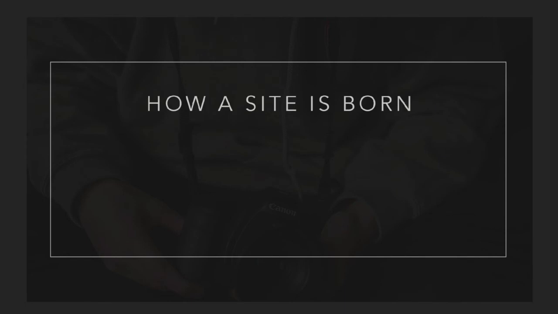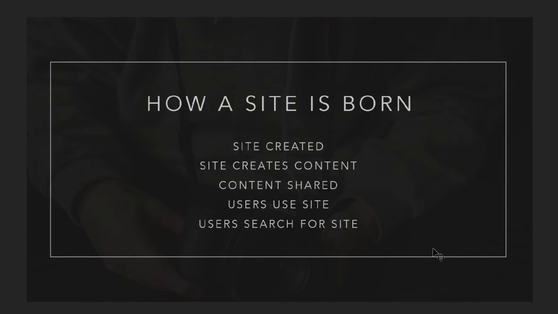Because Google is smart, they know exactly what happens normally when a website is born. This is what happens normally when a website is created. The site is created. They create some content, and then that content gets shared, whether that's by blogs, websites, other businesses, or on directories, and people slowly start using that site. Google is watching this whole process unfold.